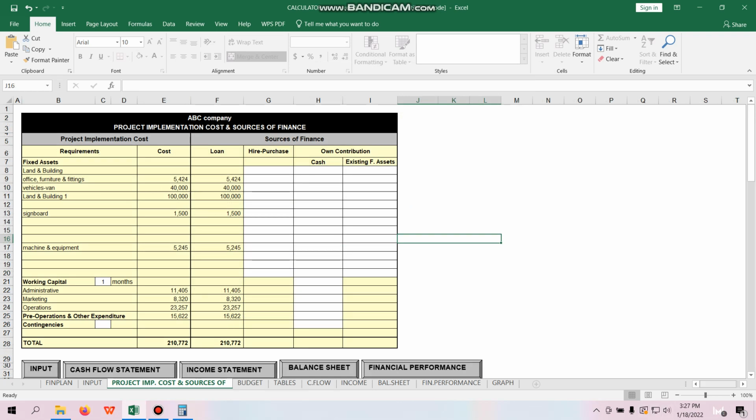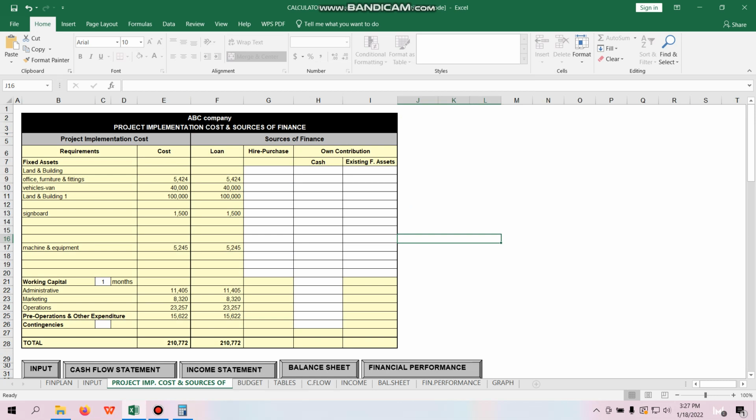So you need to go to the second tab here, right? Most of the time, as I told you in the class, you have to find the balance between project implementation cost and source of finance. You must make sure these values are equal. Okay, in fact they are equal, but I told you that you must make some adjustment.